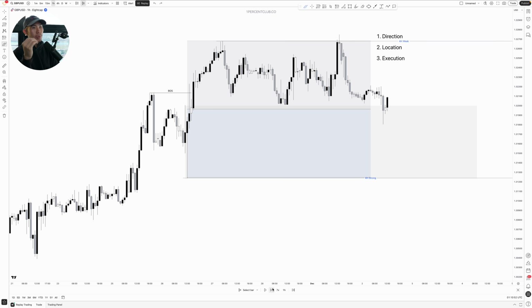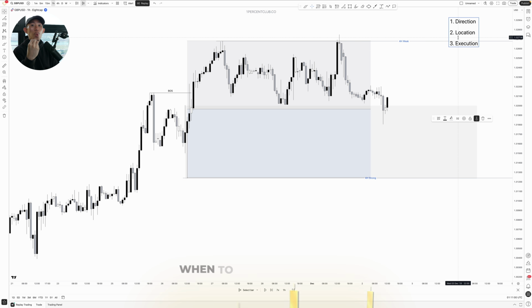So right now, the price has stepped into our point of interest, which brings us to step 3, which is execution. This is where you want to ask yourself when to buy, when to sell. Earlier on, we established the direction, which is the what, buy or sell, right? And then we established the location, which is exactly where, like where to buy and where to sell. And last but not least, the execution tells us when. This is the timing. When to buy, when to sell.